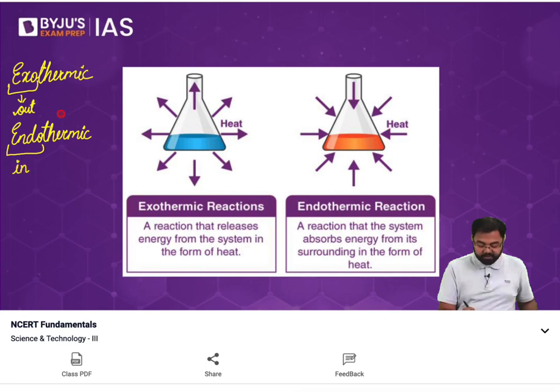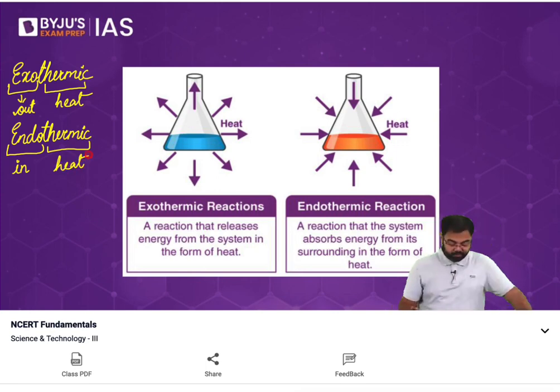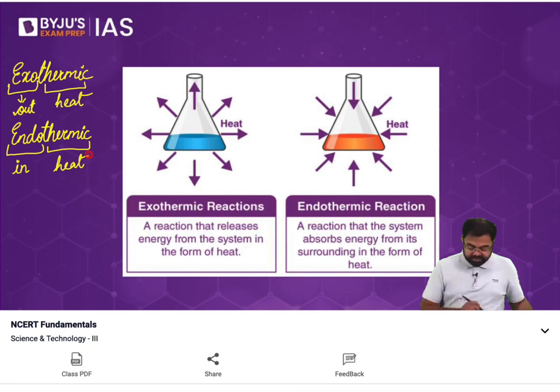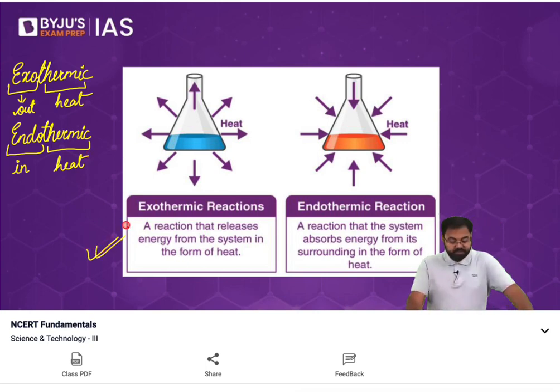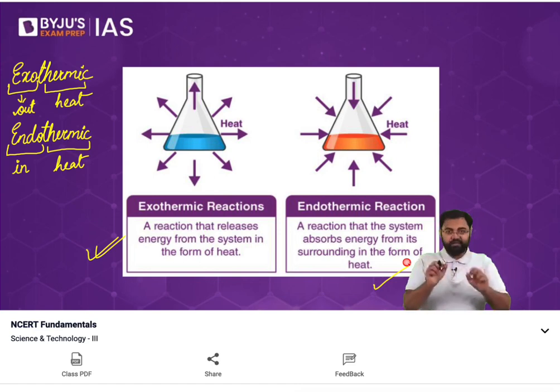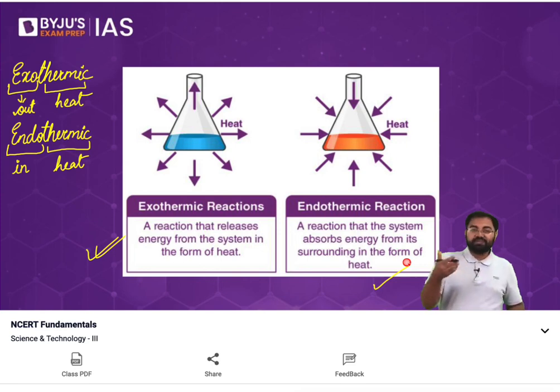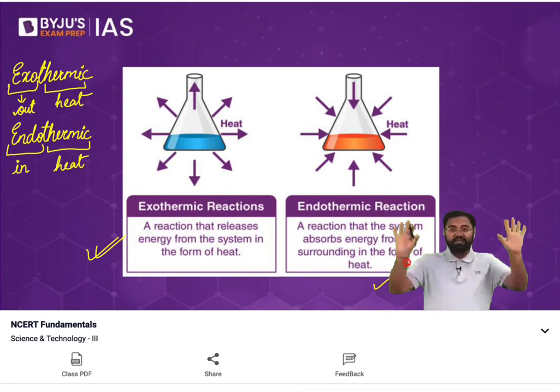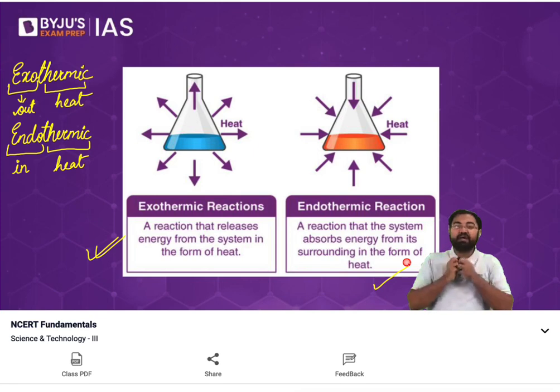What is therm? Therm is a word associated with heat. So what does it mean? The reaction that releases energy from the system in the form of heat is called exothermic, and a reaction in which the system absorbs energy is called endothermic. So endo and exo, meaning that one is absorbing the heat inside, that's why endo, and one is giving the heat outside, right? So that's why exothermic reactions are where the heat is released outside, and endothermic reactions are where the heat is absorbed inside.